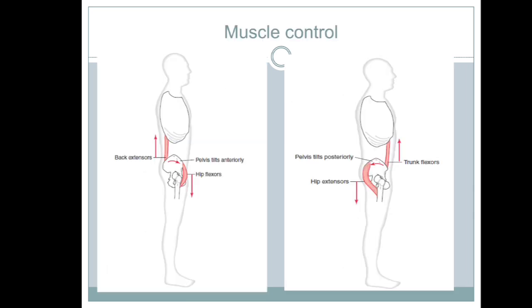Next we have the muscle control. When the hip is in flexion, the pelvis tilts anteriorly, and with hip extension, the pelvis tilts posteriorly. When the pelvis is tilting anteriorly, hip flexors along with back extensors are working, and during the posterior pelvic tilt, hip extensors along with trunk flexors are active.